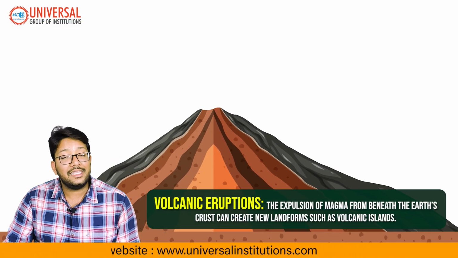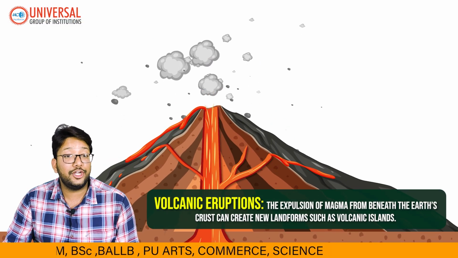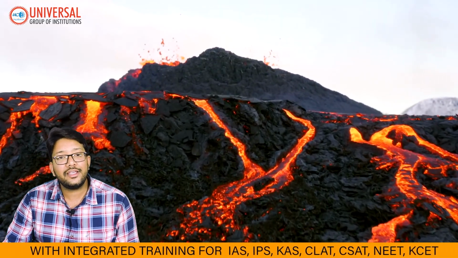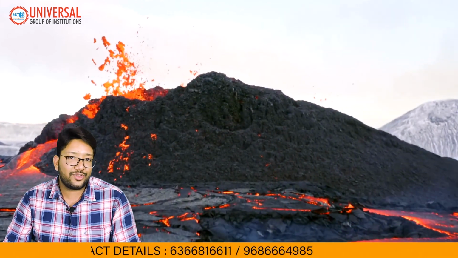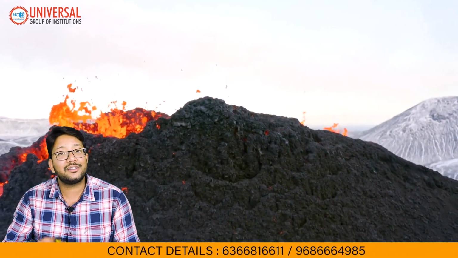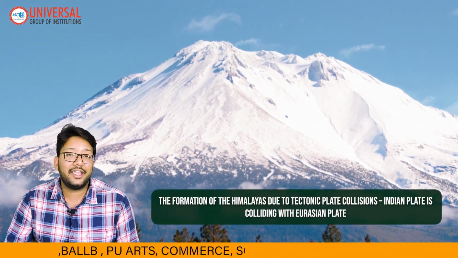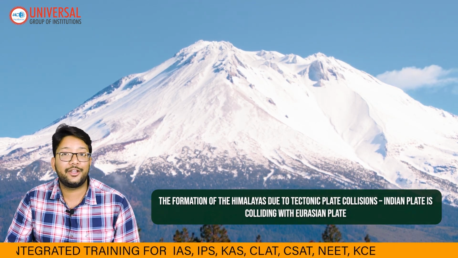Volcanic eruptions are the expulsion of magma from beneath the earth's crust. It can create new landforms such as volcanic islands. So between earthquakes and volcanic eruptions, we can say that an earthquake is like a destroying thing and a volcanic eruption is something making. An example of endogenetic forces in real life can be the formation of the Himalayas due to tectonic plate collisions.